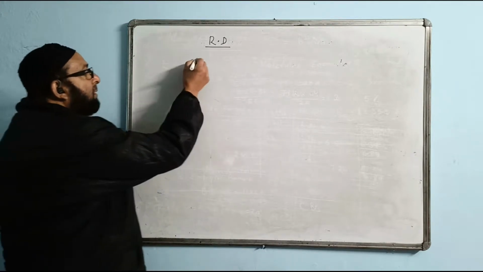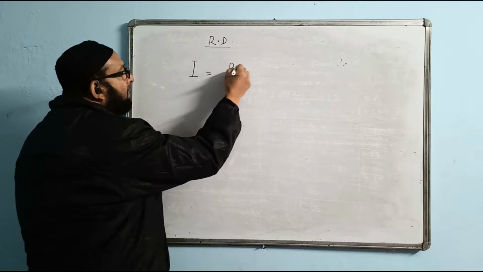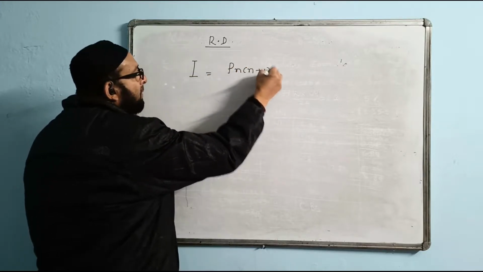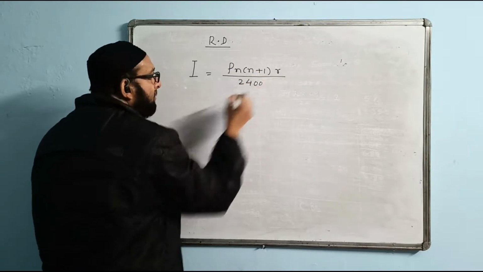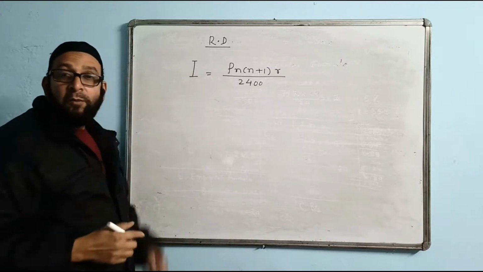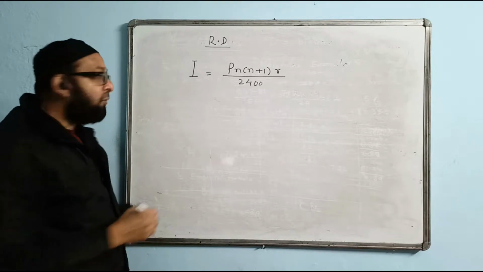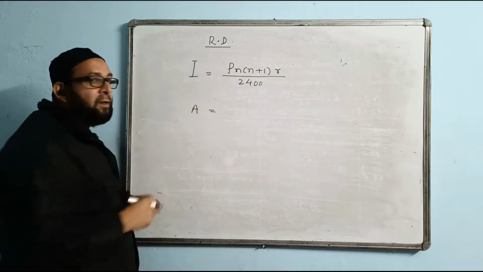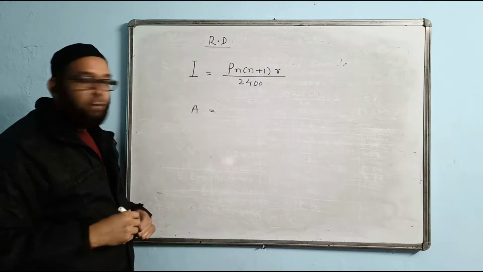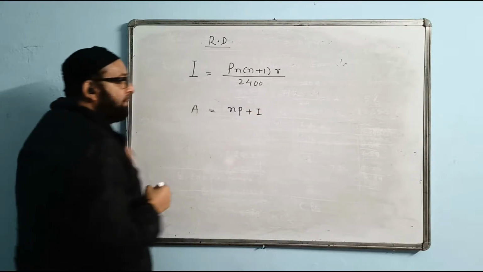Recurring deposit, there are two formulas. Once again, please check the formula. I equals P n (n plus 1) R by 2400. This is the formula for calculating interest. And for calculating the amount of maturity, which we also call maturity value, the formula is A equals nP plus I.